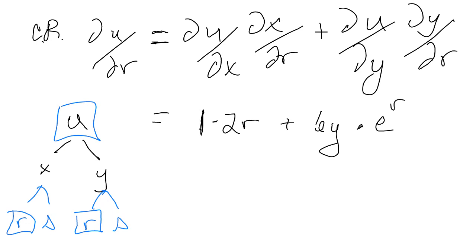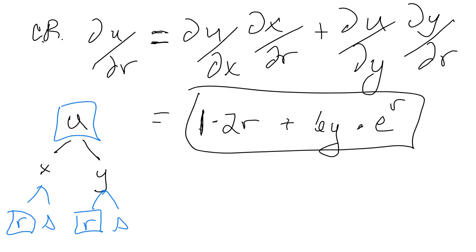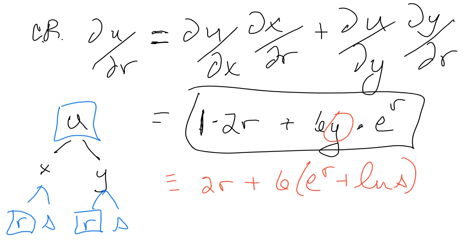So we have this, and then of course we can plug in what y is, and y is actually e to the r times natural log of s, and so this is equivalent to 2r plus 6, and then y is e to the r natural log of s, and then times e to the r. Normally I would put that e to the r after the 6, and then write the parentheses last. But anyway, that's a mirror image, exactly the same as what we got the other way. So that's a good example there.